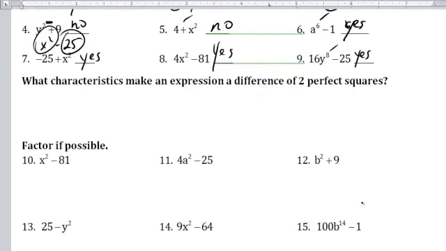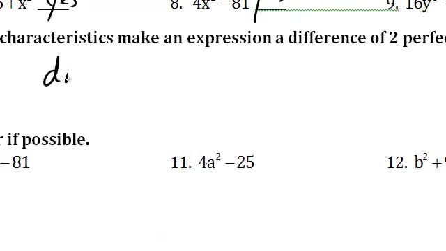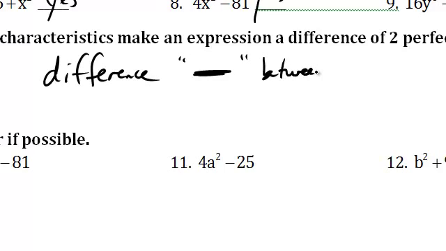Okay? What are the characteristics that make an expression a difference of two squares? Well, first of all, it's got to be a difference. So you need the minus sign between the terms. Okay? And you also need two perfect squares.